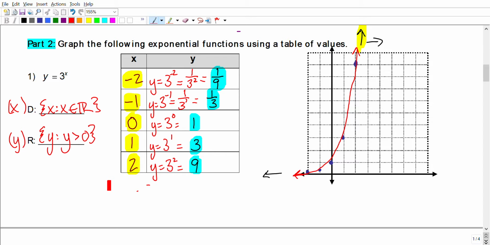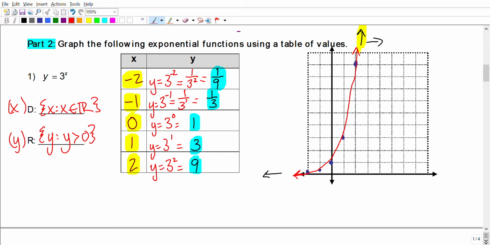Well, it's above, so its y is greater than 0. Okay? If that doesn't quite make sense, guys, I know range can be a little bit difficult with exponential functions, so make sure you are asking that question. Figure out why it is that y is greater than 0. I'm even confusing myself here.